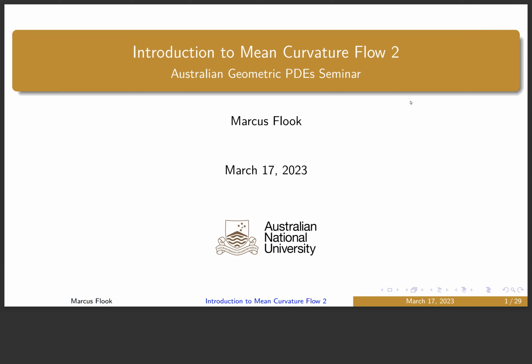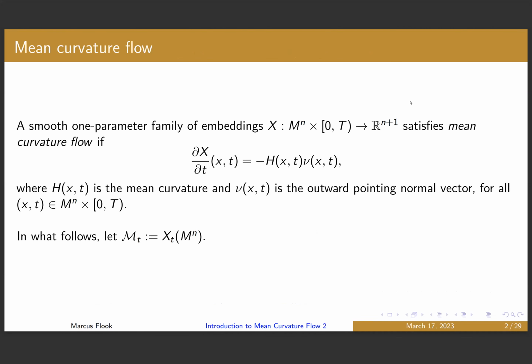So for the first little bit, I just want to quickly reintroduce some of the basics of mean curvature flow that we went through last week. Again, feel free to ask any questions as we go along. So recall that we defined mean curvature flow as a smooth one-parameter family of embeddings satisfying mean curvature flow if the time evolution of our embedding evolves in the direction of the normal vector with the speed controlled by the mean curvature. And in what follows, we're going to let the calligraphic M denote the embedded hypersurface at time t.